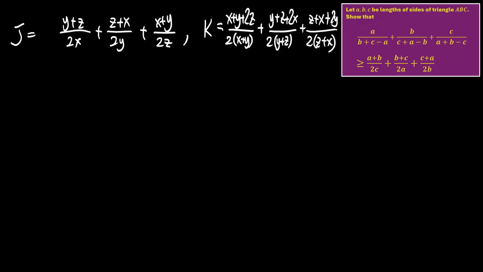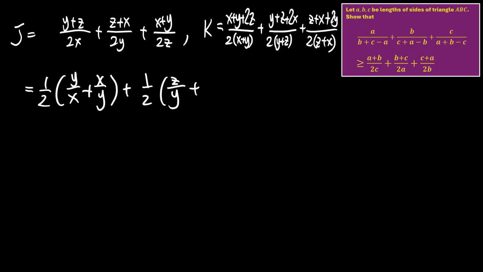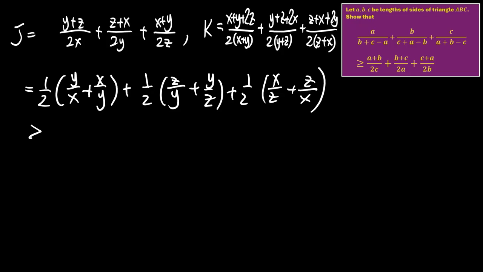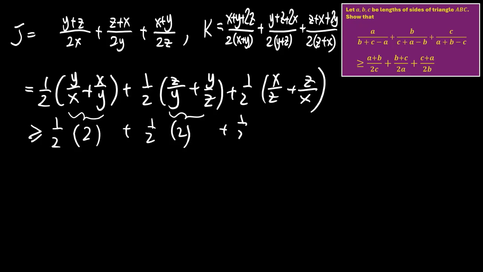First of all, we see that J is actually equal to half of (y over x plus x over y), plus half of (z over y plus y over z), plus half of (x over z plus z over x). Using the AM-GM inequality, each of these is at least 2. So J is greater than or equal to 3.